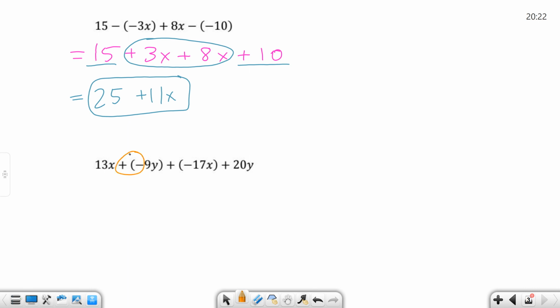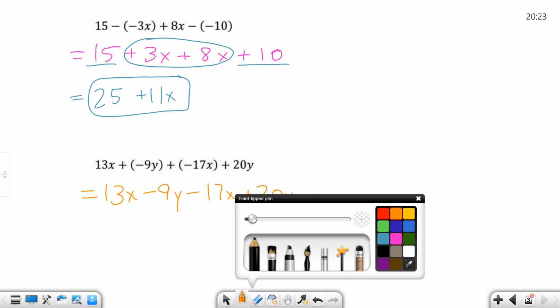So here, again, I have plus or minus, which is negative, and I have plus or minus, which is negative, so I need to change those. So this is going to be 13x, which stays positive, 9y, which we said was negative, 17x, which is negative, and then 20y, which what? Stays positive.